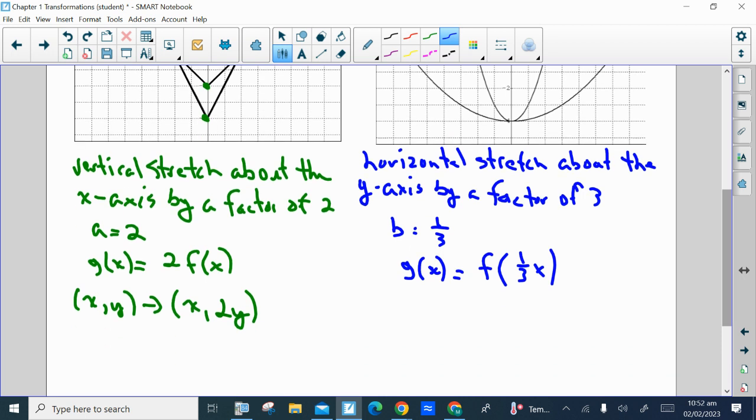And because we horizontally stretched by a factor of 3, all the x values were multiplied by 3. So our mapping notation would look like this.